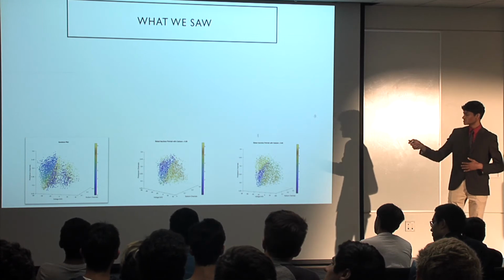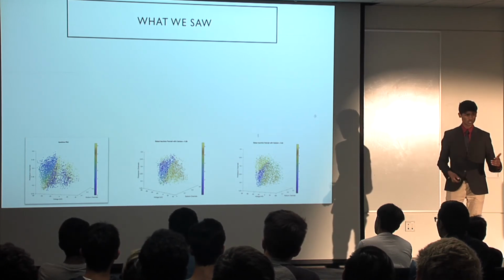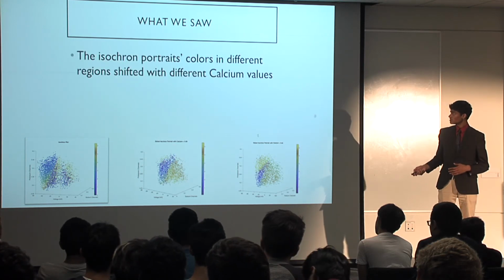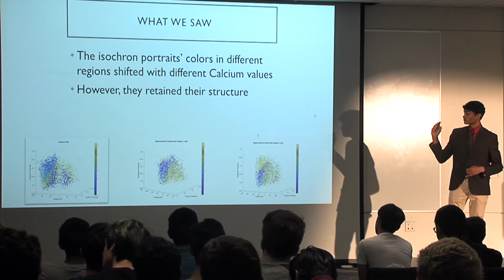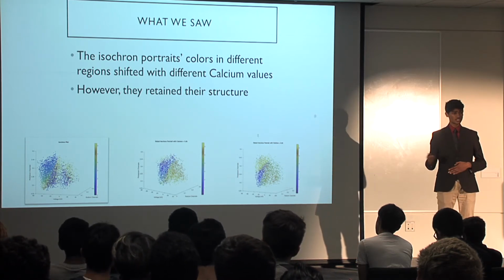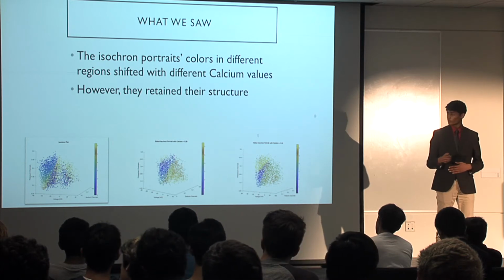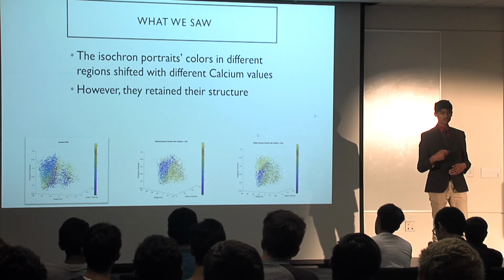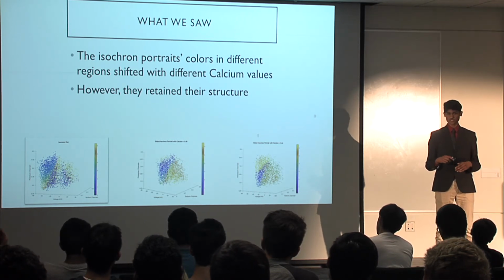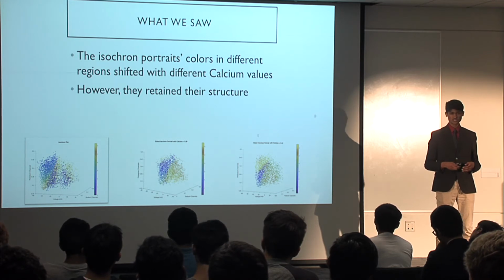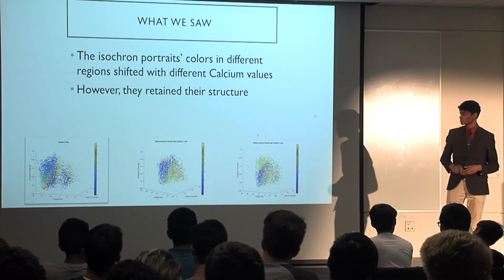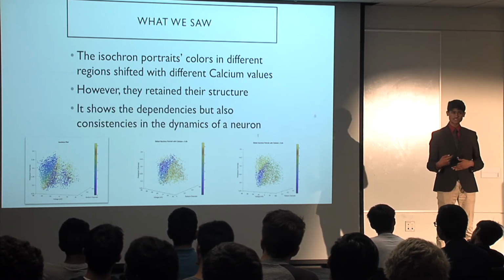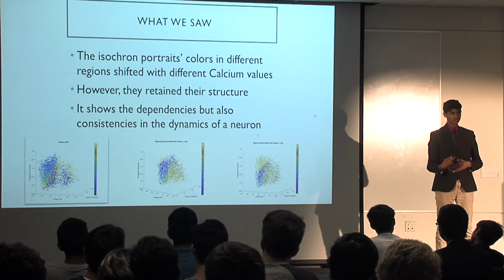These are 3 different graphs of the same isochron portrait, but for different values of calcium. What we saw is that the phases shifted with color. Essentially, as you change calcium, the phase color shifted. However, they retained their structure. And this is meaningful because now we know that although changing the variables in our system could somewhat alter the way our neuron works, it retains that structure. We can use this structure to determine how a neuron can act when we give it a finite perturbation. It shows the dependencies, but also the consistencies within the dynamics of a neuron.